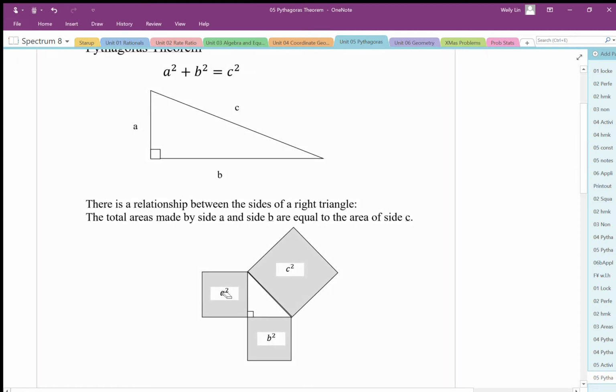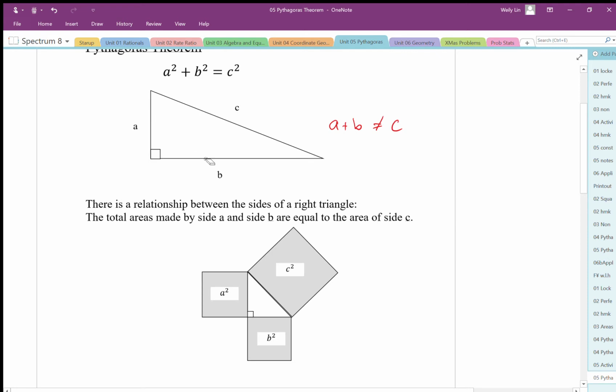Okay, so this area here, a square, and this area here, b square, these two areas together make up the area c squared. And that is the Pythagorean relationship. It's not about side A plus B equals C. We never say that. Okay? A plus B is never equal to side C.